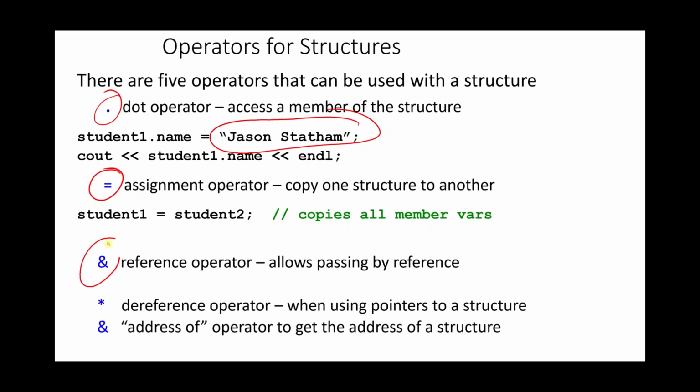The reference operator, the one we use if we are passing by reference. And the dereference operator if we are using pointers to structures. And the address-of operator if we want to get the address of a structure to store it in a pointer. So those are the 5 operators.